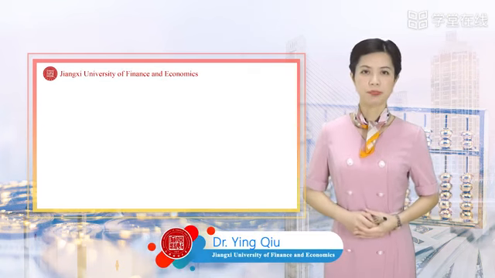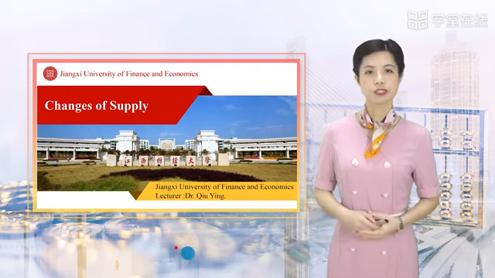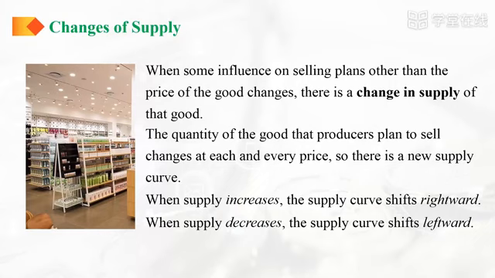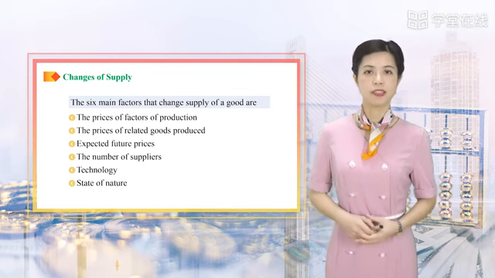Welcome back, everyone. We will start our course of Section 4, Changes of Supply. When any factor that influences selling plans other than the price of the good changes, there is a change in supply. There are 6 main factors that bring changes in supply.